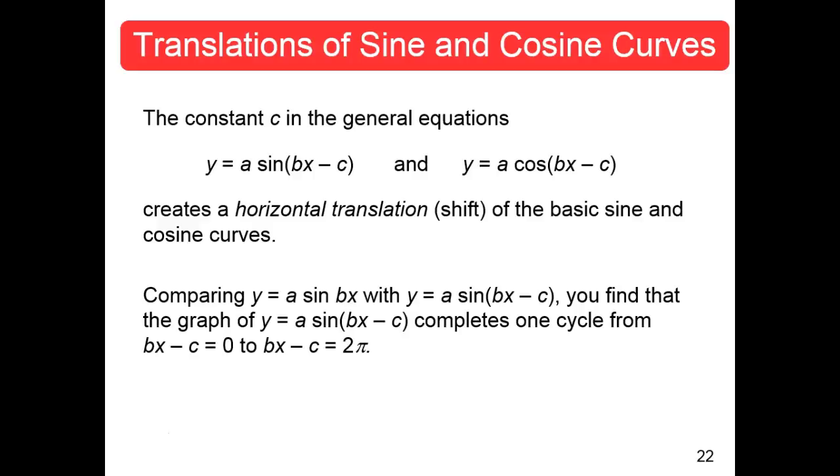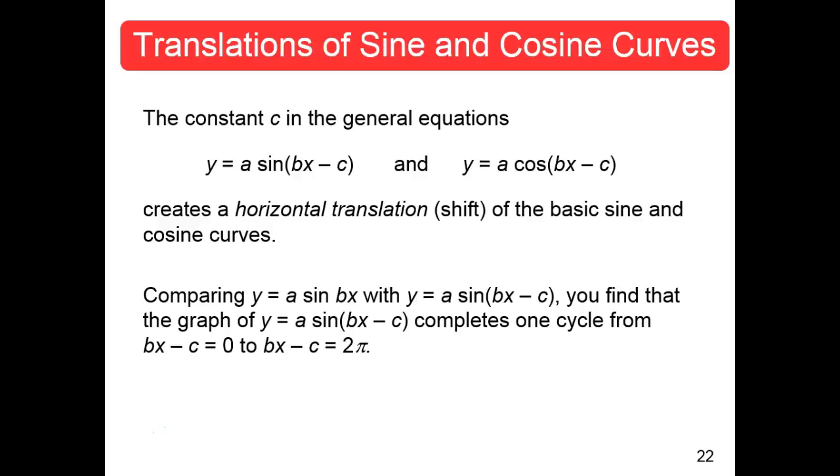2 pi divided by b. Exactly. That gives you the period. A is related to the amplitude. Absolute value of A is the amplitude. B is related to the period. 2 pi divided by b.